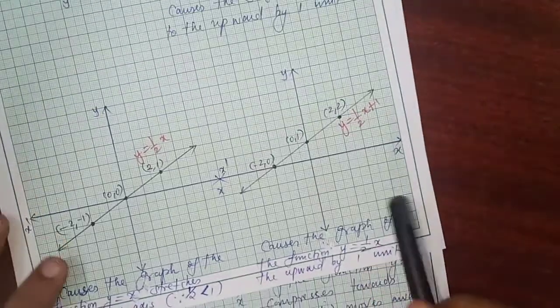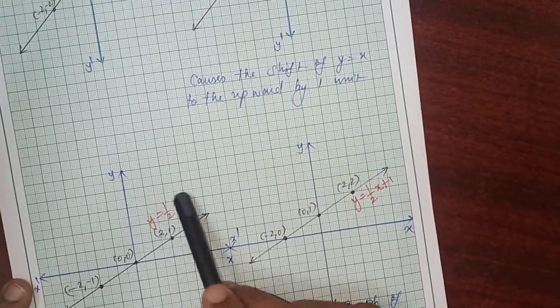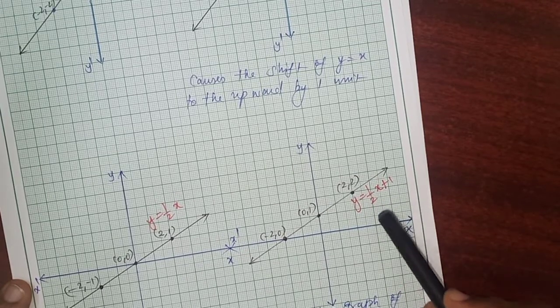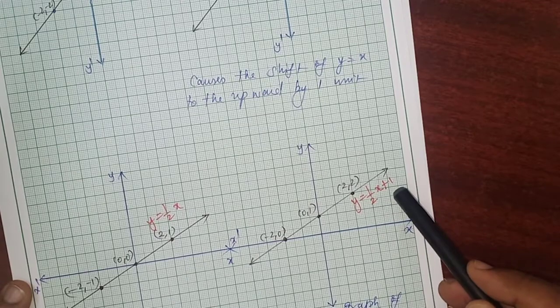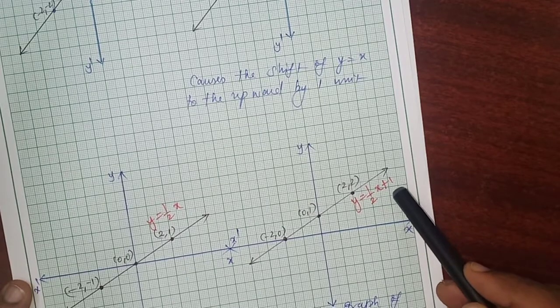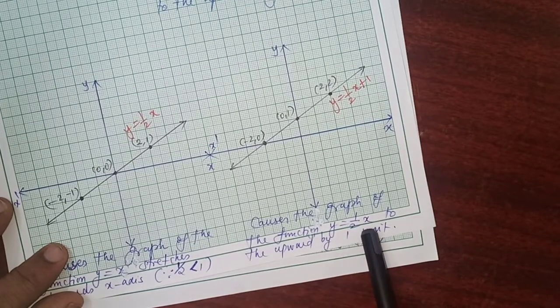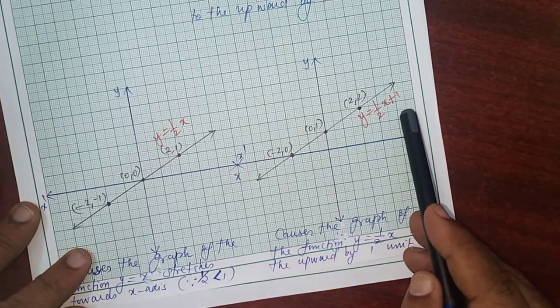Now we can come to y equal to half x plus 1. I consider half x as f of x. Here 1 is added with the f of x. So what form is it? y equal to f of x plus d. So we can say it causes the graph of the function y equal to half x to shift upward by 1 unit.